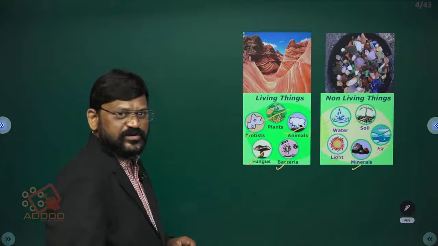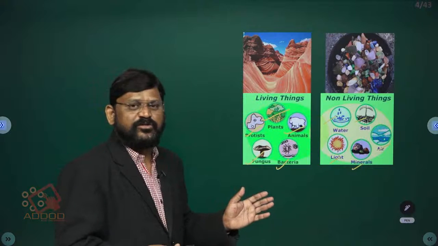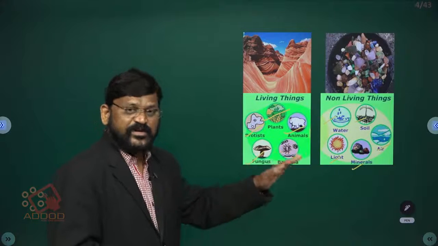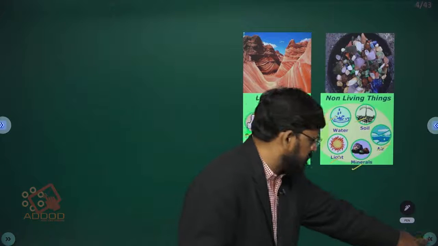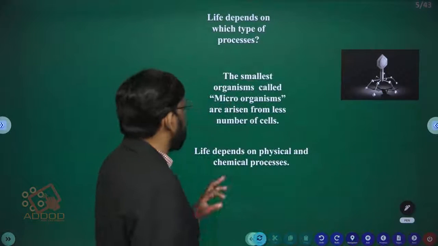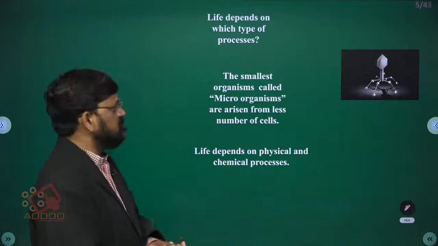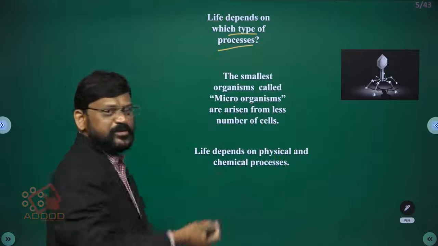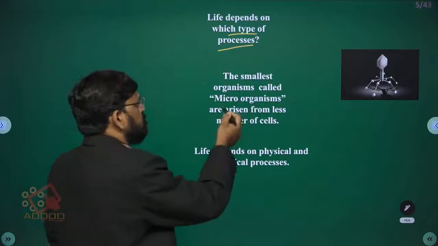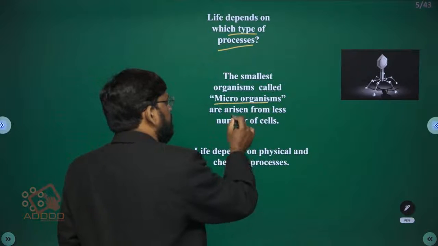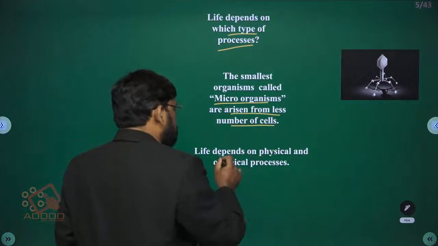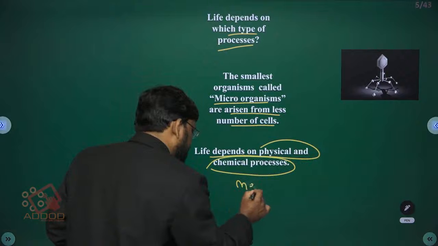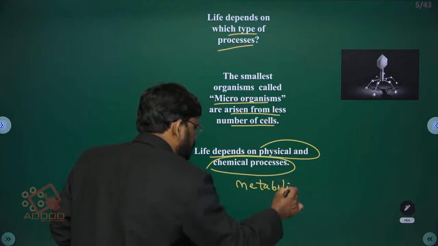This differentiation we know; we have been studying it from our early classes onwards. Even in our school days we studied that there is a difference between living things and non-living things. Let us see the differences here in a virus. Life depends on which type of process? Life depends upon many processes like metabolic activities. The smallest organism is the microorganism, which arises from a small number of cells. Life depends upon two processes, physical and chemical, and that physical and chemical process we call the metabolic process.